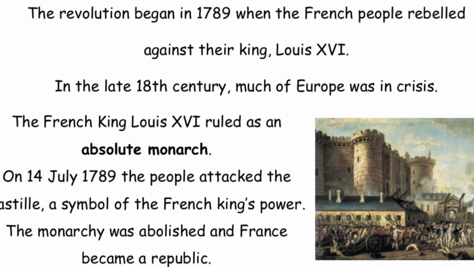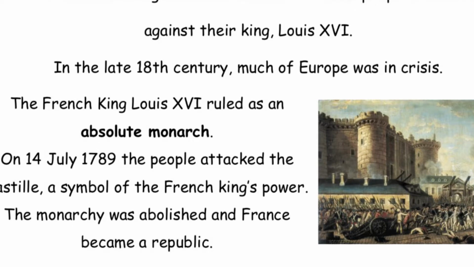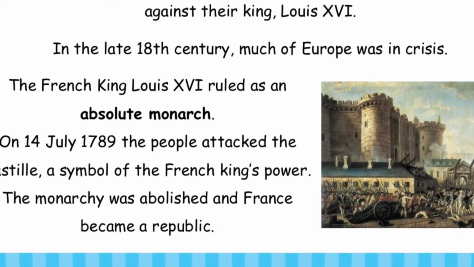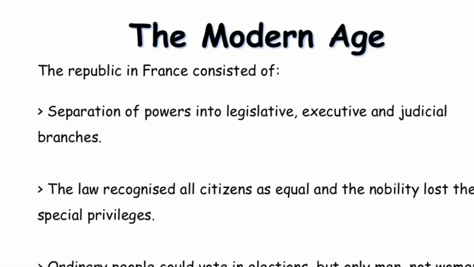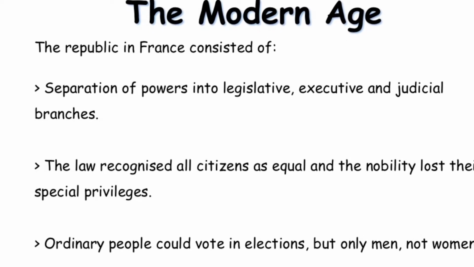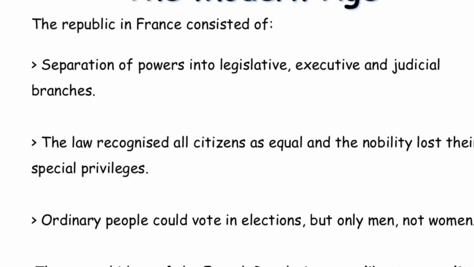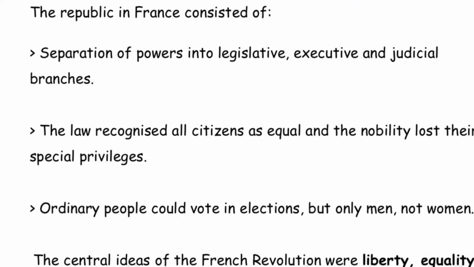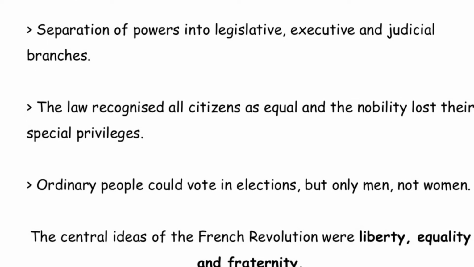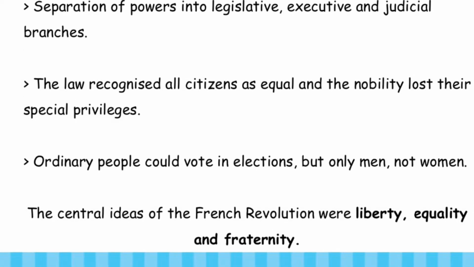On the 14th of July, 1789, the people attacked the Bastille, a symbol of the French king's power. The monarchy was abolished and France became a republic. The Republic of France consisted of separation of powers into legislative, executive, and judicial branches. The law recognized all citizens as equal and the nobility lost their special privileges. Ordinary people could vote in elections, but only men, not women. The central ideas of the French Revolution were liberty, equality, and fraternity.